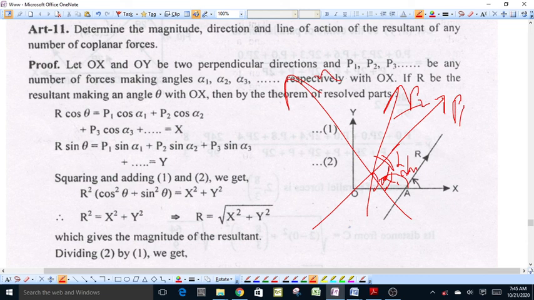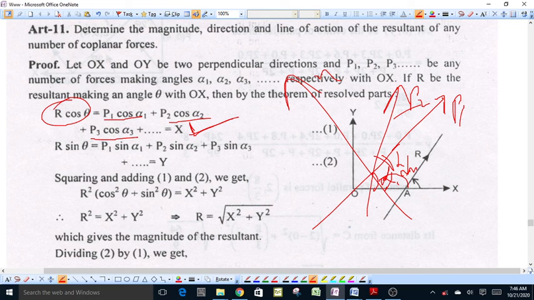Then from the theorem of resolved parts, if R is the resultant of all these forces, then the x component of the resultant, which will be equal to R cos theta, will be equal to the algebraic sum of the x components of all the individual forces. That is, R cos theta will be equal to the x component of P1, that is P1 cos alpha 1, plus P2 cos alpha 2 plus P3 cos alpha 3 and so on. Suppose this algebraic sum of all the x components of the individual forces is equal to capital X.